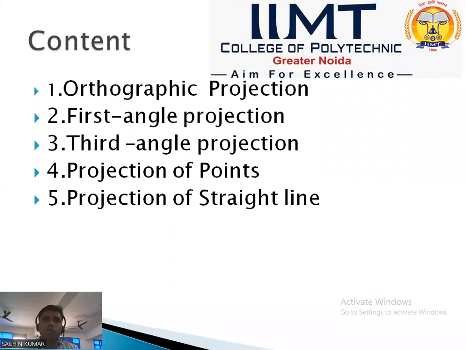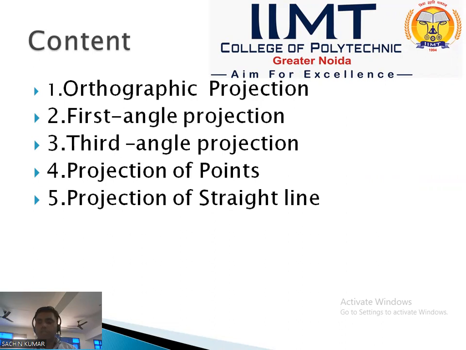First, we discuss orthographic projections, and after that the first angle projection, and then the third angle projection, and after that the projection of a point. In projection of a point, we have discussed the first, second, third, and fourth quadrants, and how we can use them in first angle and third angle projection, and why we do not use second angle and fourth angle projection. We will discuss that in the next slide, and after that we will discuss the projection of a point.